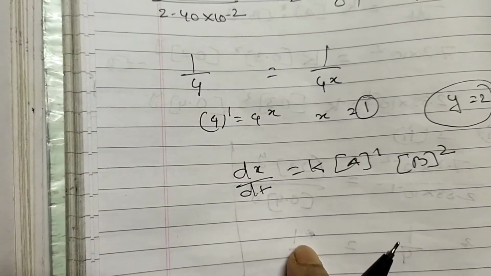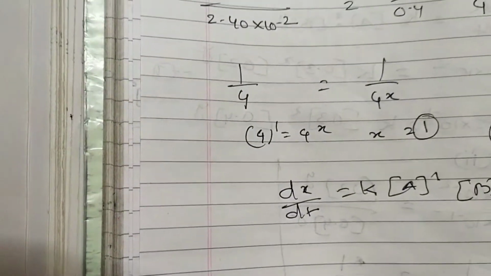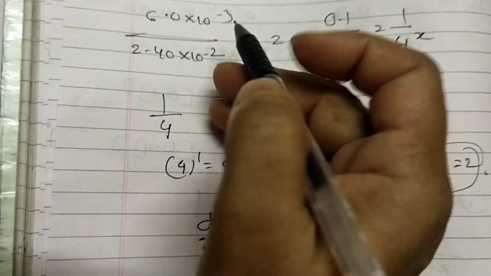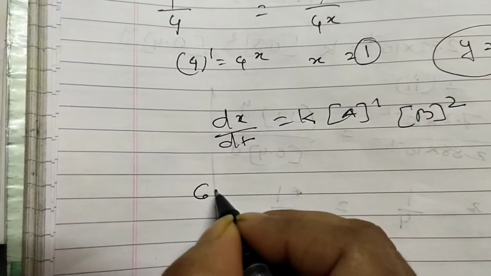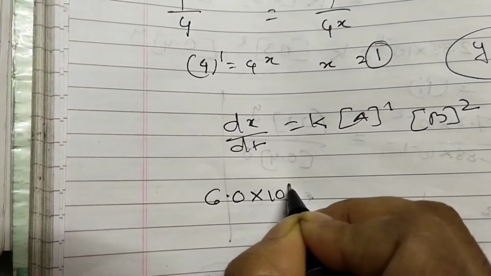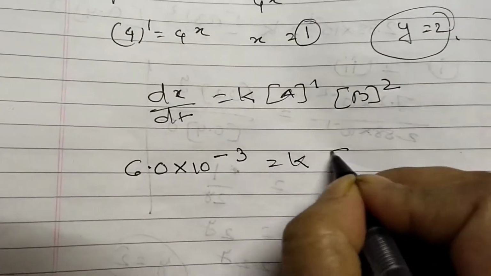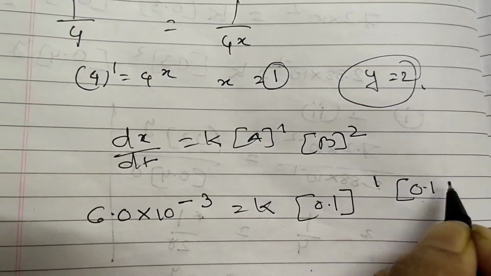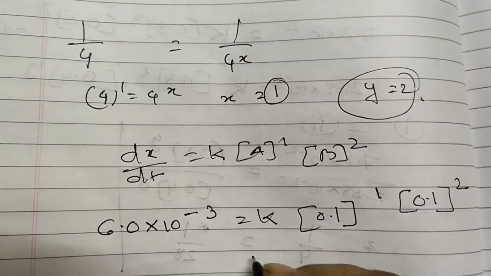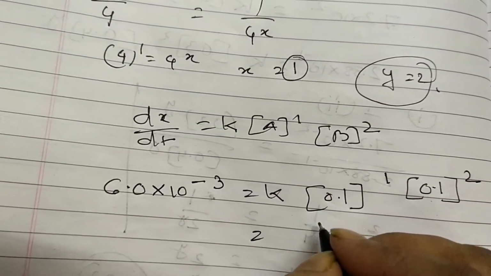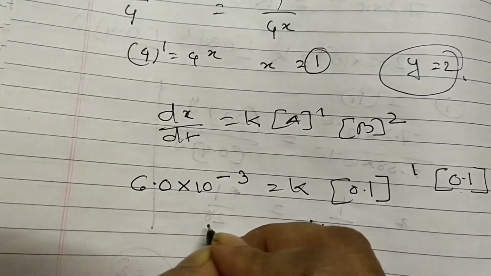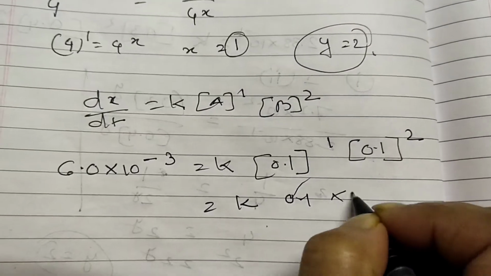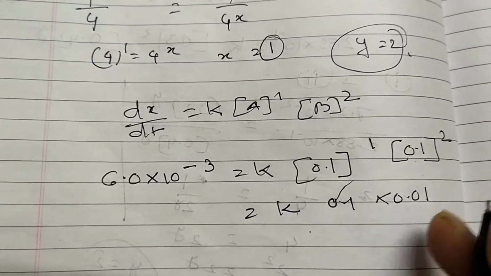Now what you have to find out here is the rate constant. We can take any reaction, just like this one; we can take 6. The first one, let's take 6.0 into 10 to the power minus 3 equals k into 0.1 to the power 1 and 0.1 to the power 2. Clear? So what is k equals to? 6 to it is 0.1, means 0.01 into 0.01, so it is coming 0.001.